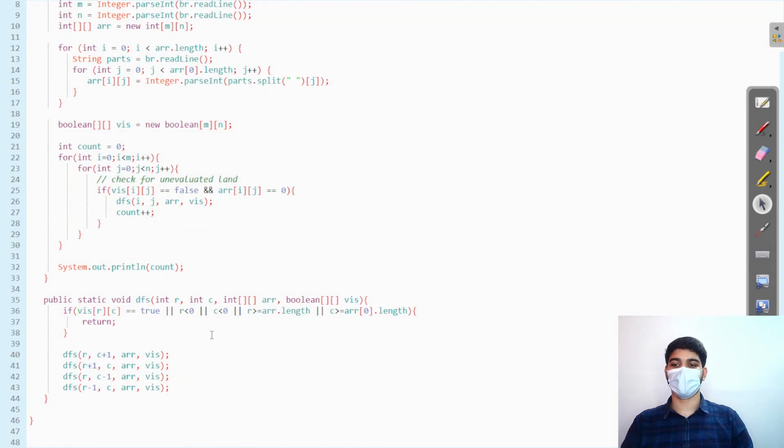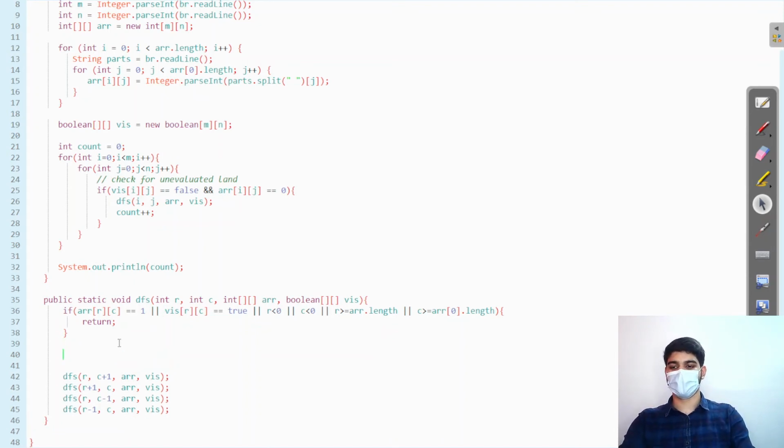Other than that, I also have to check that I'm not going onto water. I have to stay on land. So if array of r and c is equal to 1, that is, if I get into water, then also I have to return. Now before calling, at every given step, I have to mark visited of r and c as true.